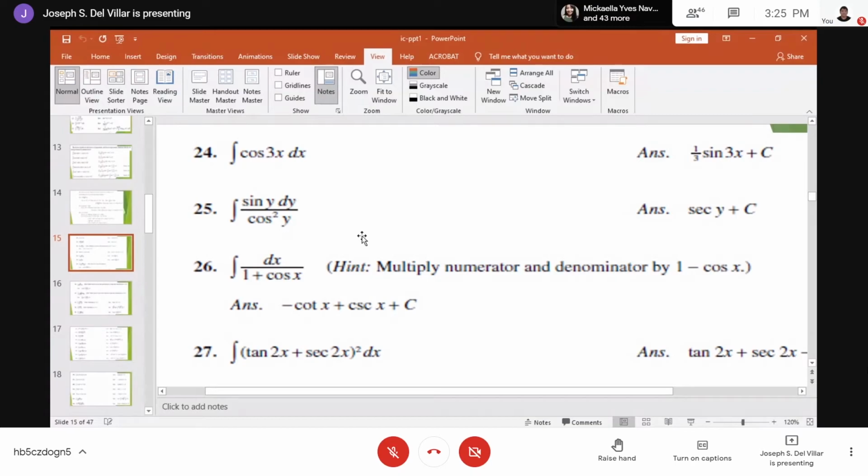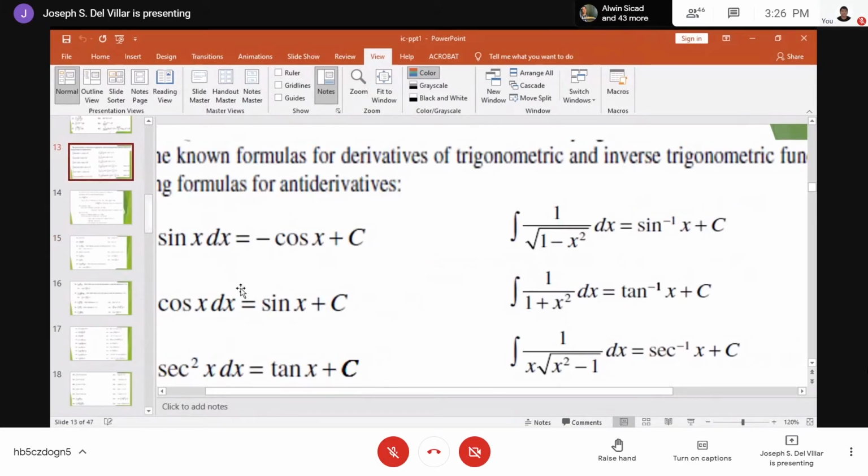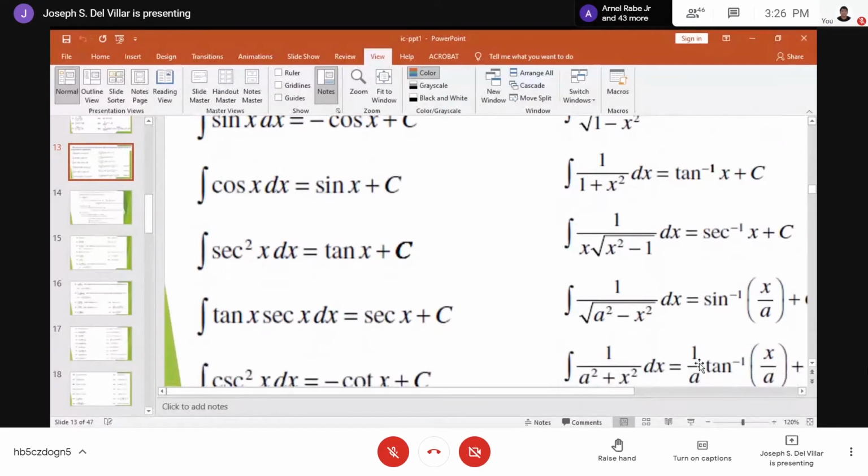Okay, try to analyze that. Okay? So go back, balikan niyo yung integration ng ito, no? Yung mga formula dito. Okay?